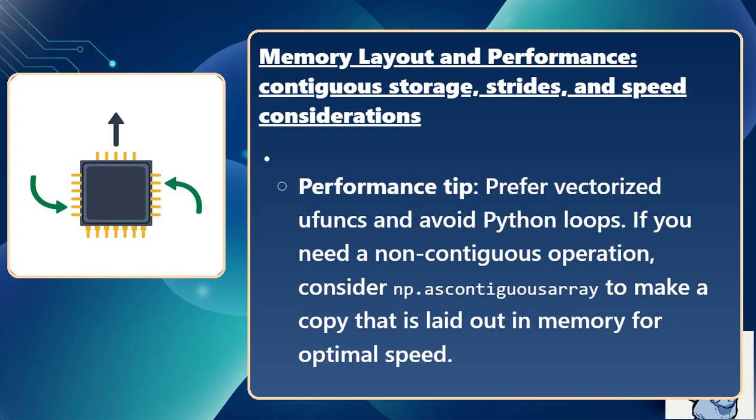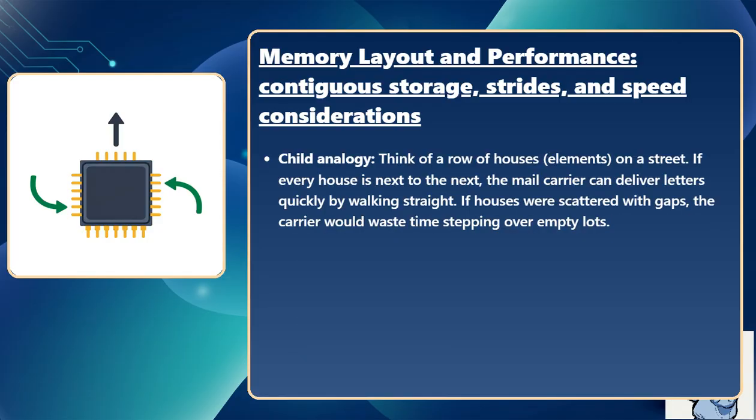Performance tip: prefer vectorized ufuncs and avoid Python loops. If you need a non-contiguous operation, consider np.ascontiguousarray to make a copy that is laid out in memory for optimal speed. Child analogy: think of a row of houses, elements, on a street. If every house is next to the next, the mail carrier can deliver letters quickly by walking straight. If houses were scattered with gaps, the carrier would waste time stepping over empty lots.